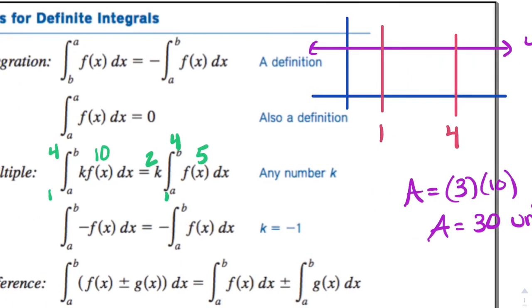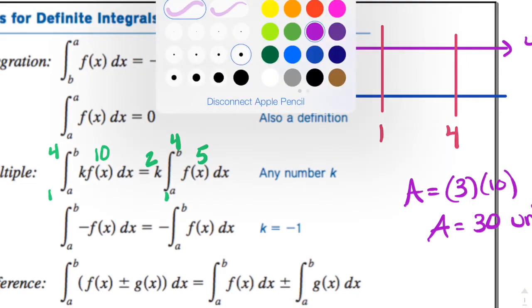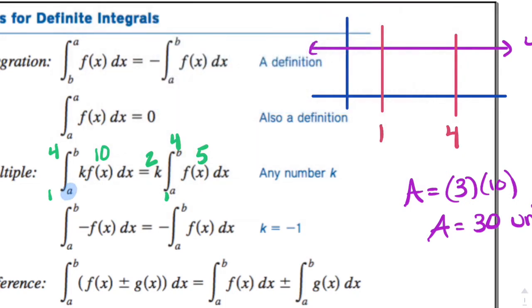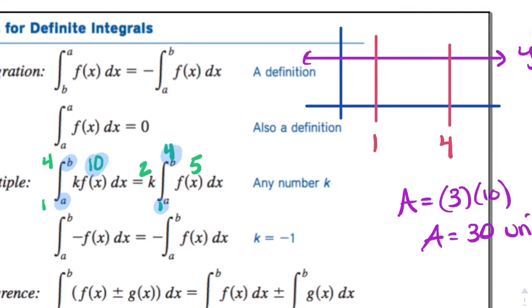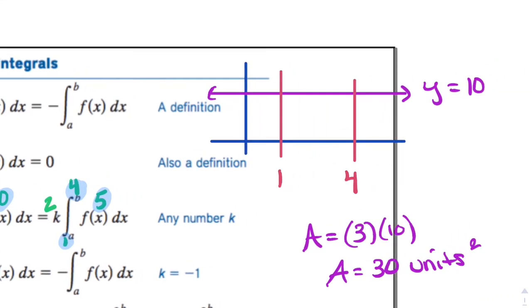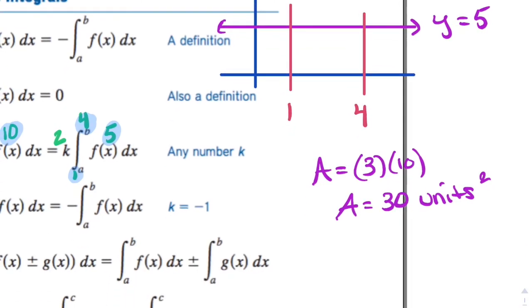That is our first one that I focused on, from 1 to 4 of the function 10. If I went from 1 to 4 of the function 5, you would just change this to a 5, not drawn to scale, remember. We would then instead have an area which is 3 times 5, which is 15 units squared.